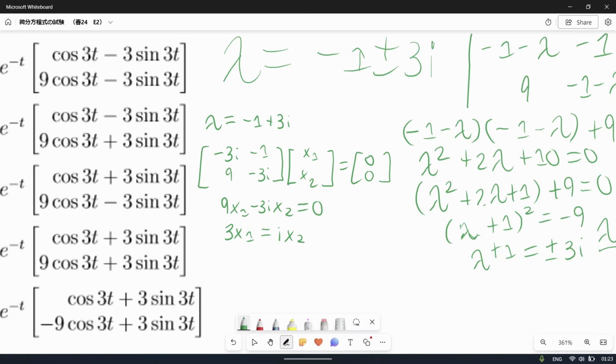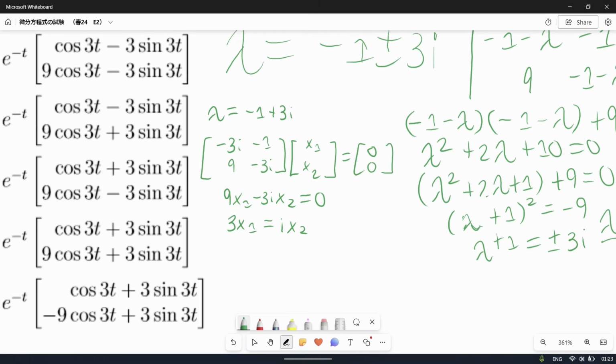So the two numbers I'm going to pick, I'm just going to pick their opposites. So we end up with an eigenvector that looks like i and 3, where i is going to be x sub 1 and 3 is going to be x sub 2.